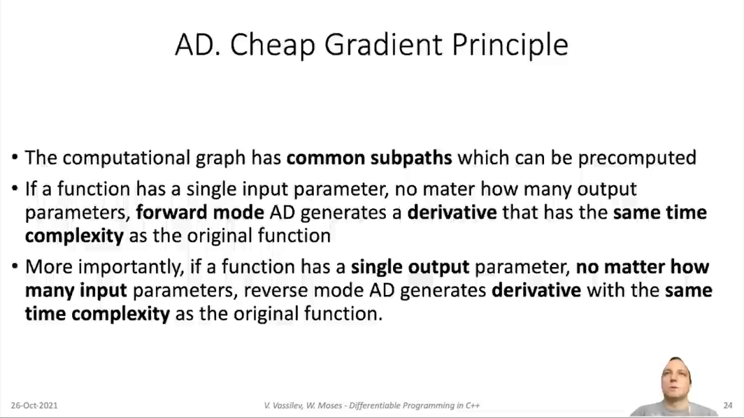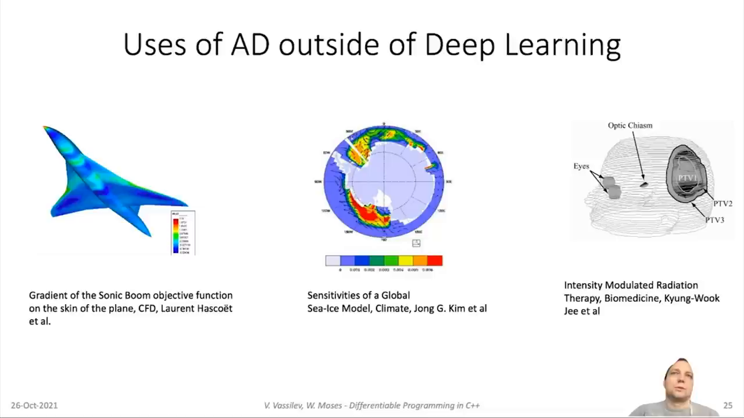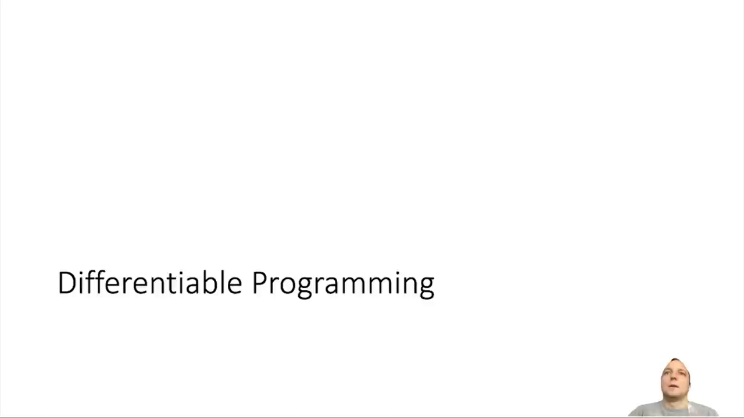The first automatic differentiation conference, to our knowledge, was held in the early 1990s, but tools have been developed since the early 1980s. During that time, there were many uses in various science domains: fluid dynamics, engineering, optimal control, climate, and medicine. Let's briefly take a look at how automatic differentiation relates to differentiable programming.